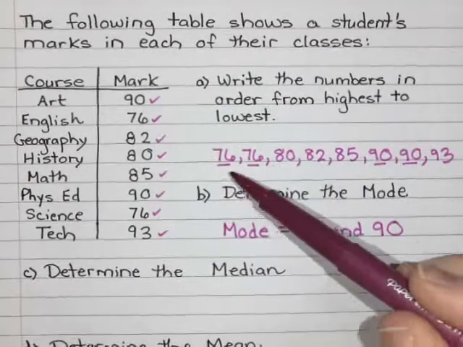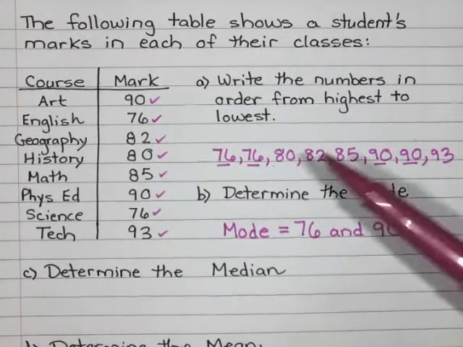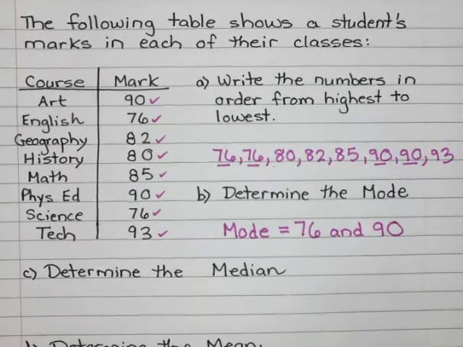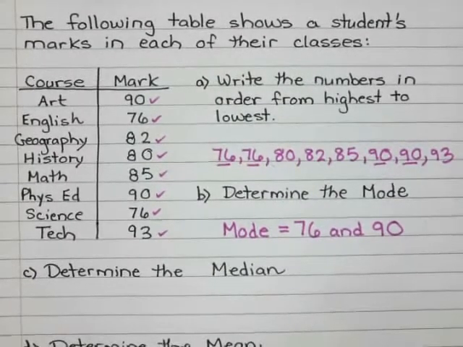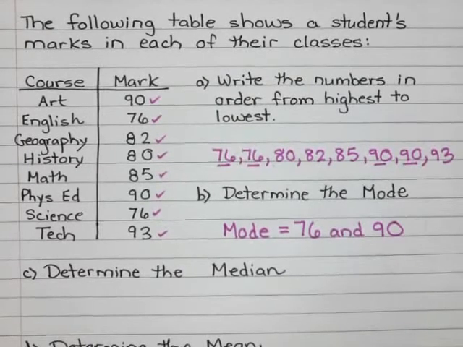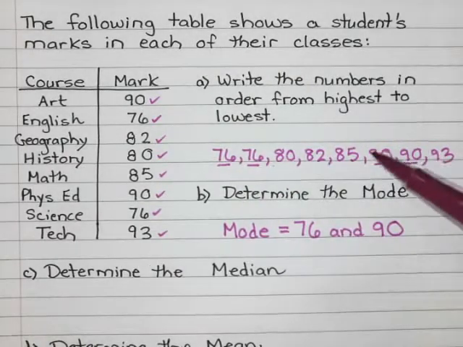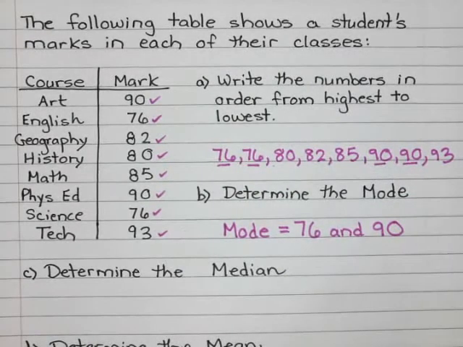Now, if all of the numbers only showed up once, or they all showed up twice, as long as they're all the same frequency, there would be no mode because they're all exactly the same. But because these 2 had more than the others, there are 2 modes.